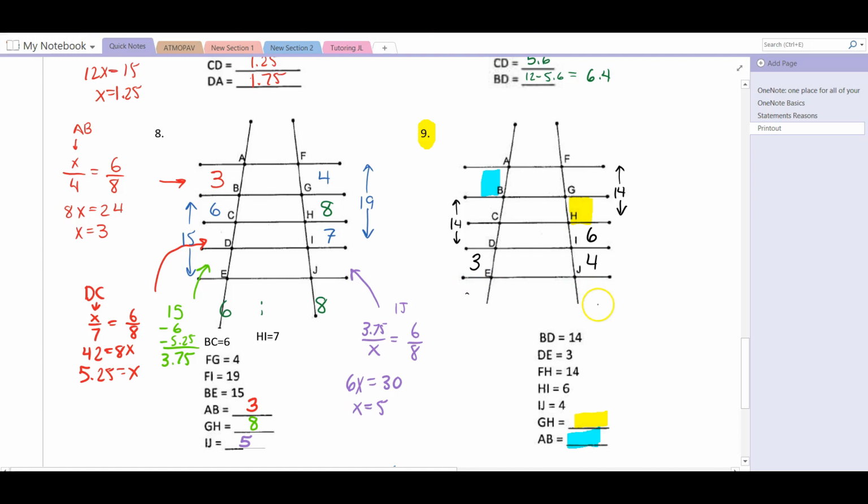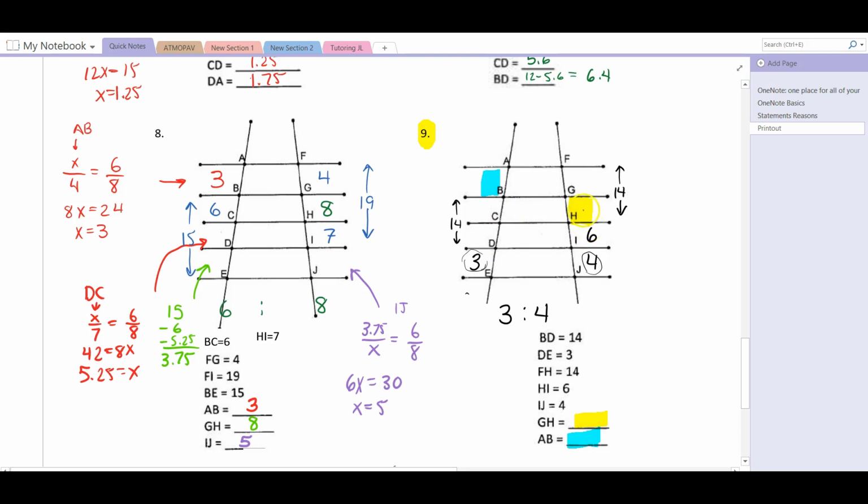And right now, I actually see a corresponding pair of sides that are in a ratio. DE and IJ are in a 3:4 ratio. So that means every one of these sides, CD and HI, BC and GH, they're all in a 3:4 ratio.